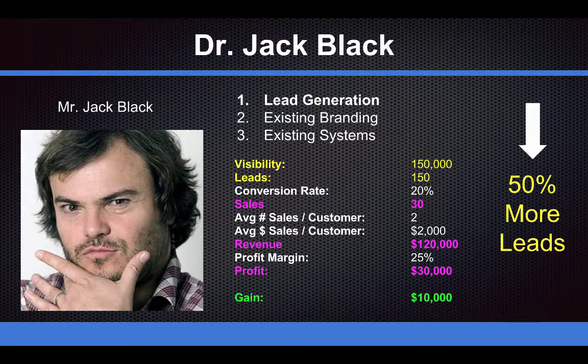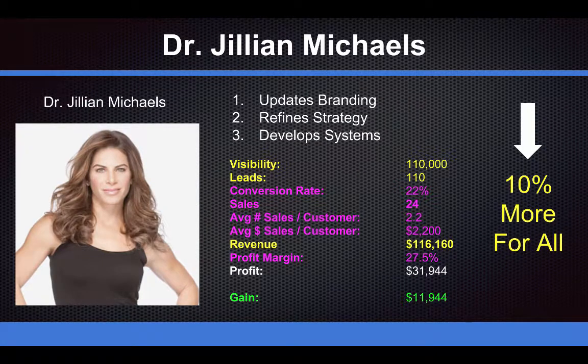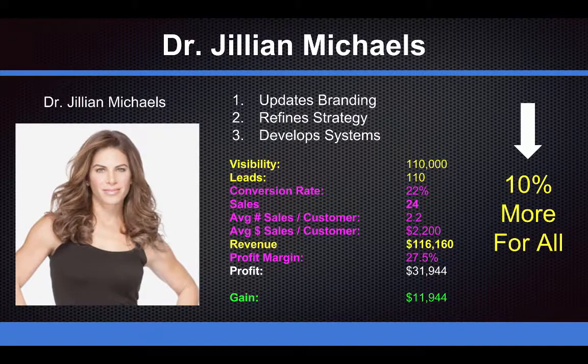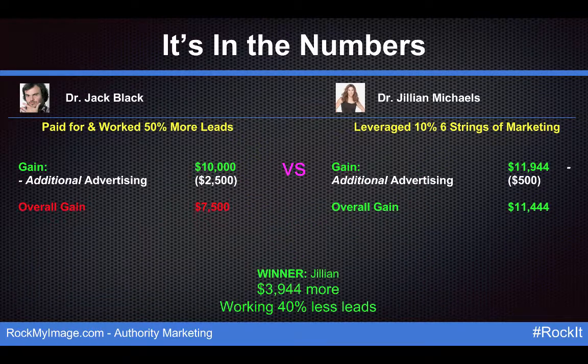Now, the important part I want you to understand here is Dr. Jack Black paid for 50% more leads. Dr. Jillian Michaels paid for 10% more. All right? And she still made more money. So let's break this down. The overall gain, the winner here in this little competition, is Dr. Jillian Michaels. For an extra 10% in advertising, she was able to generate substantially more money.